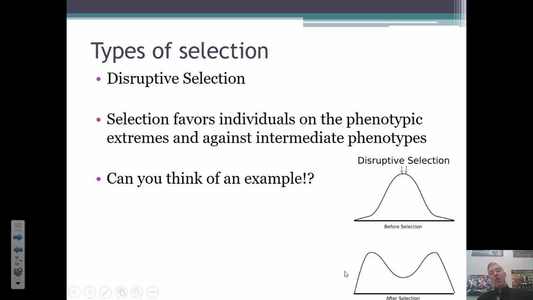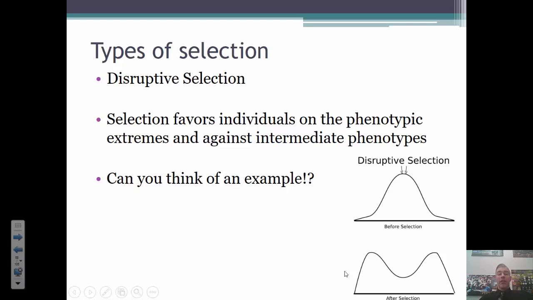Another example would be disruptive selection. So we talked about directional, now it's disruptive. This is where the phenotypic average is selected against. So an example of this would be, let's say there's a bunch of insects that live in a rocky beach, okay?